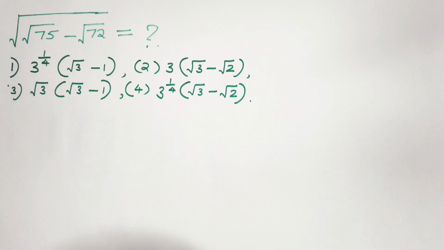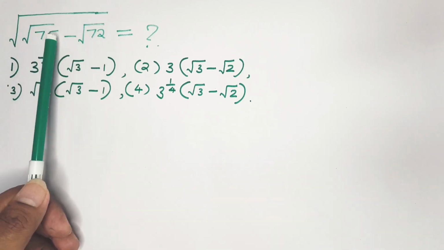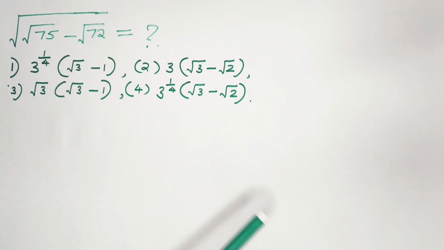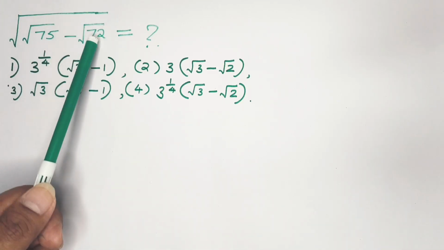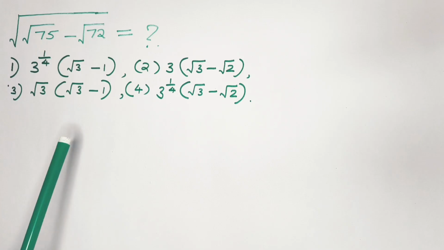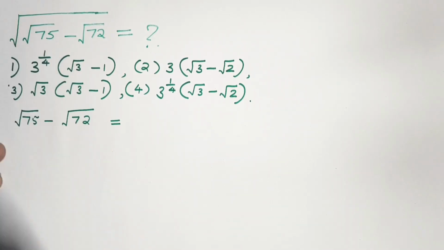Hey guys, in today's video, we are simplifying the square root of a radical: square root of 75 minus square root of 72. Let me take the radical under the root sign and simplify that first. This is what you have under the root sign.